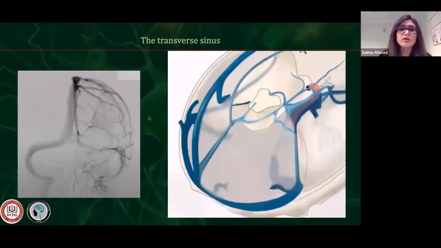So then we move towards the transverse sinus. It is not uncommon to see a big right transverse sinus and a very small left transverse sinus. This is one of the variants. So again, the same figure. This is the left transverse sinus. This is the right transverse sinus.